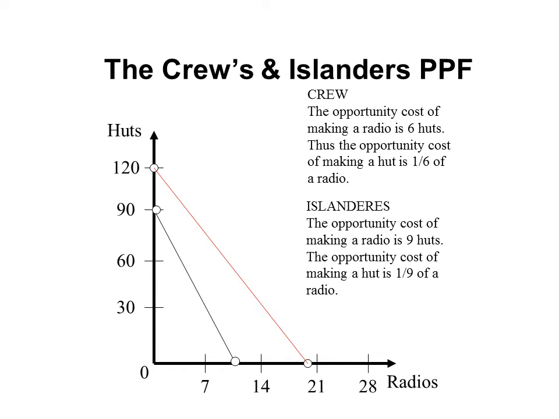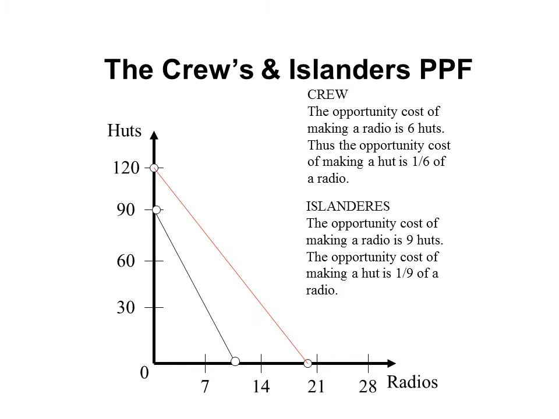For the Islanders, every time they want a hut, they have to give up 1/9 of a radio. And for the crew, every time they want a hut, they have to give up 1/6 of a radio. Therefore, the Islanders, as we determined just a moment ago, mathematically, statistically have proven that they actually have the comparative advantage in producing huts. So the Islanders have a lower domestic opportunity cost of producing huts than the crew, even though they are at an absolute disadvantage in producing both products.